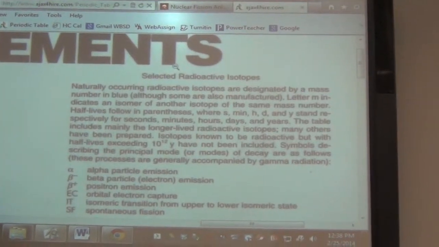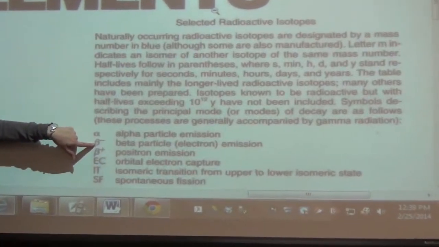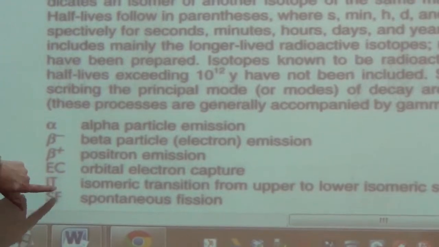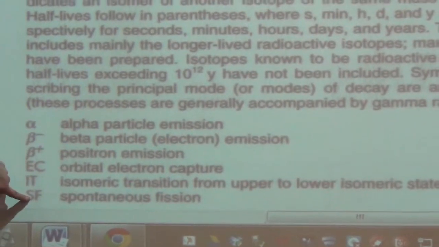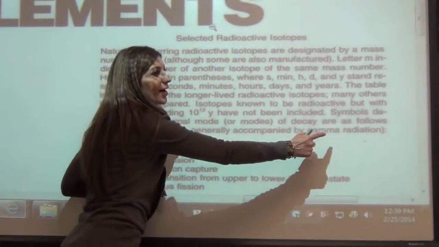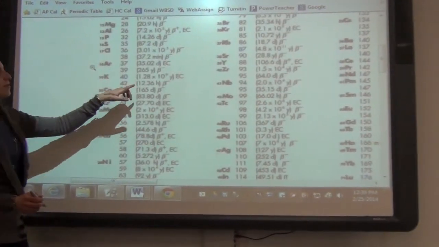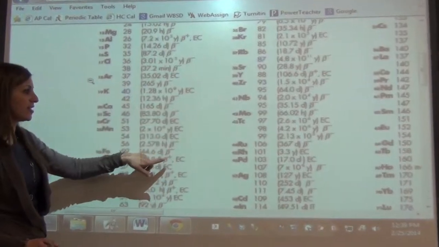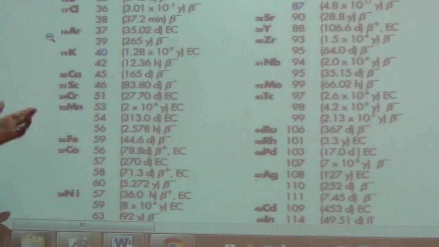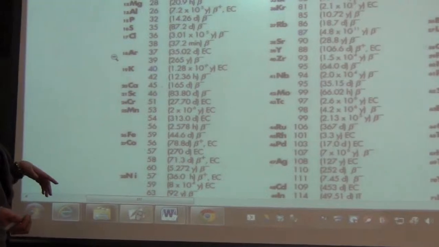Symbols describing the principal mode or modes of decay are as follows. There is what is called alpha emission, there's beta, and we're going to talk about these today. Positron, what is called EC, electron capture. IT, isomeric transition, and then SF, which is called spontaneous fission. Now the only thing that's really important is it says that these are typically accompanied by gamma. Gamma is not being shown on any of these, so if you look at these, it'll either say alpha, beta, or this EC, or this beta plus, which is called positron emission. But they don't actually show gamma. And the idea is that gamma would be accompanying these in addition. They're just not showing it every single time.